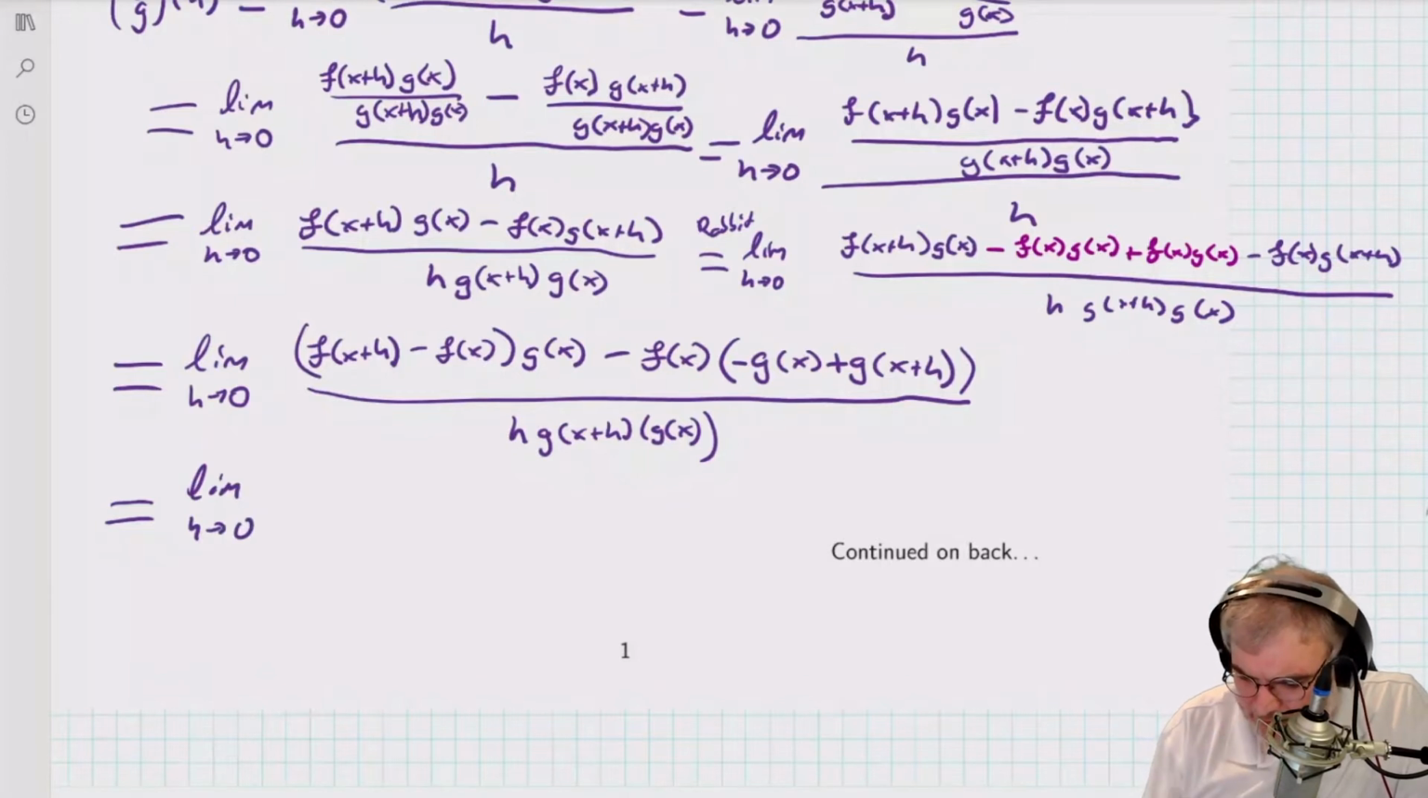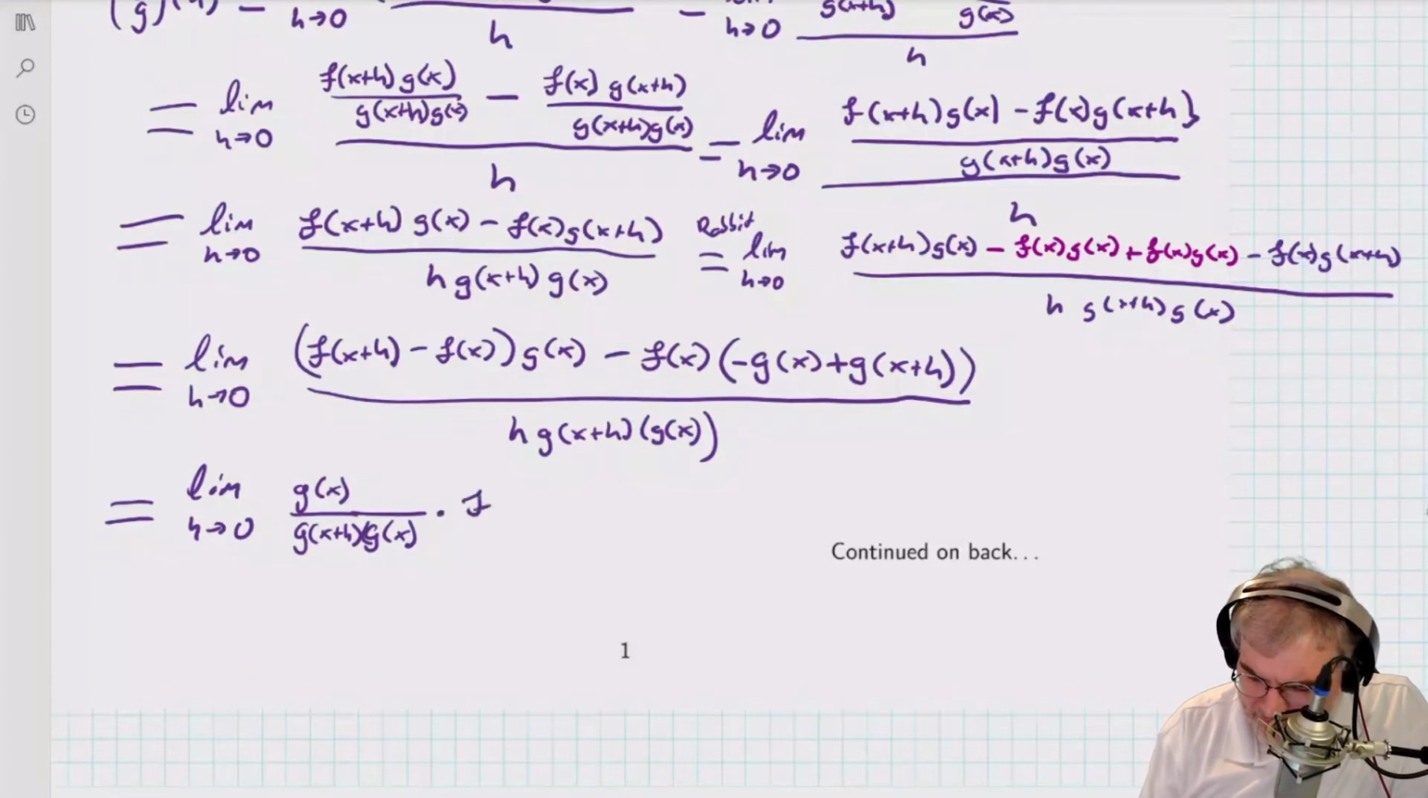All right, now I could split everything up. I've got this piece here, and this piece here. Okay? So what I'm going to do is I'm going to put this piece with that piece. I'm going to pull this out. So I'm going to wind up with g of x over g of x plus h times g of x. And I could cancel, but I don't need to. Times f of x plus h minus f of x all over h.